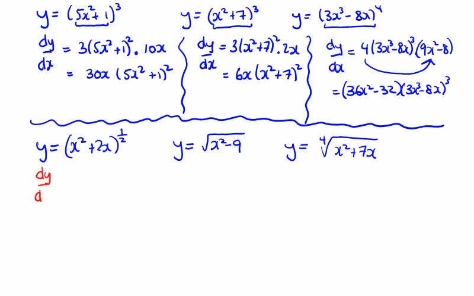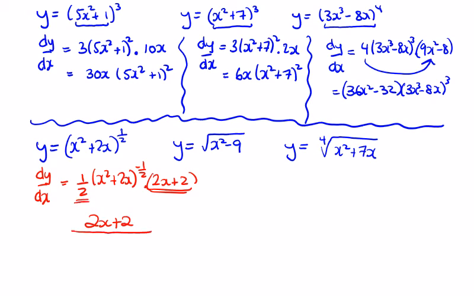dy dx is equal to a half times x squared plus 2x to the power of minus a half, and we're going to multiply by 2x plus 2. So again, apologies if you can hear the dog snoring in the background. We're going to get, this is the only one that's going to stay on top. So we have 2x plus 2 on top. And at the bottom we have this 2 by this guy to the power of a half, positive a half, or the square root of x squared plus 2x.